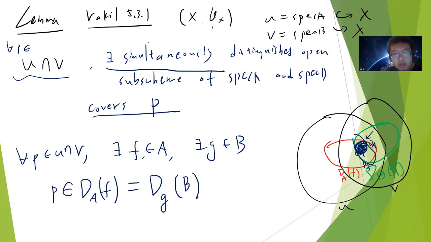This tells you that if you have a scheme and you have two intersecting affine open subschemes, then every point in this intersection admits an open cover. That open cover is amazingly the distinguished open sets for both subschemes. So basically, for every P belonging to U intersection V, there's F in A and G in B such that P belongs to D(F) in Spec A and D(G) in Spec B. Okay, so let's talk about the affine communication lemma.